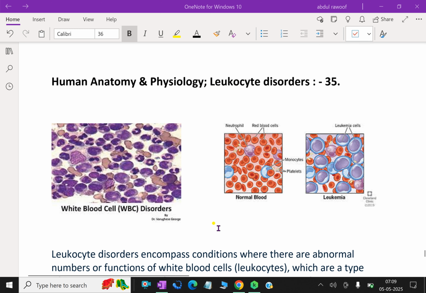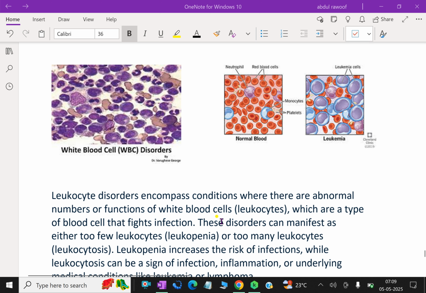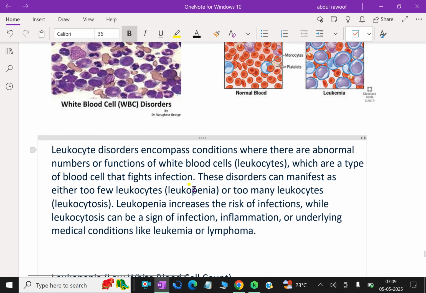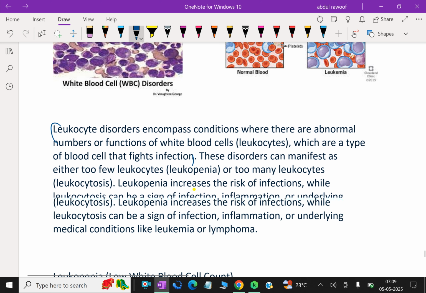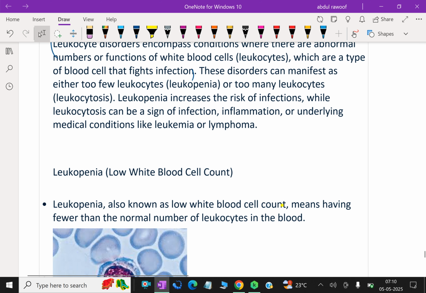Leukocyte disorders encompass conditions where there are abnormal numbers or functions of white blood cells, leukocytes, which are the type of blood cells that fight infections. These disorders can manifest as either too few leukocytes, leukopenia, or too many leukocytes, leukocytosis. Leukopenia increases the risk of infections, while leukocytosis can be a sign of infection, inflammation, or underlying medical conditions like leukemia or lymphoma.